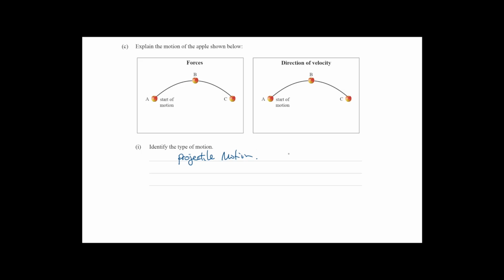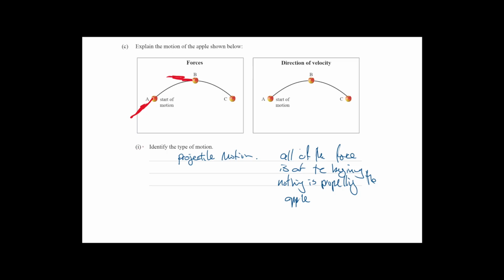So projectile motion just means that all of the forces at the beginning, apart from gravity, I guess, and nothing is propelling the apple. Okay, so after he throws the apple, it doesn't suddenly get rocket powered apple. Nothing of that happens. It just goes up, gravity pulls it down, and it lands in a nice parabolic arc.